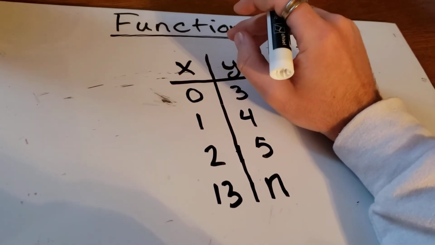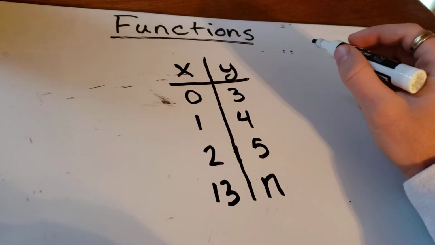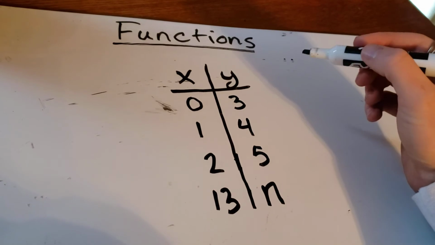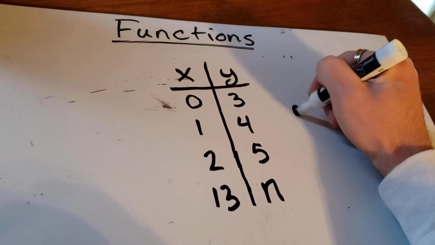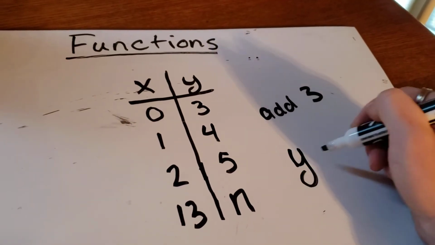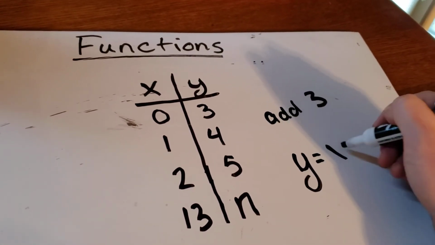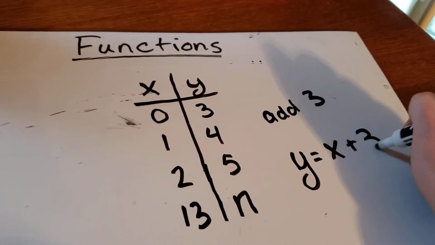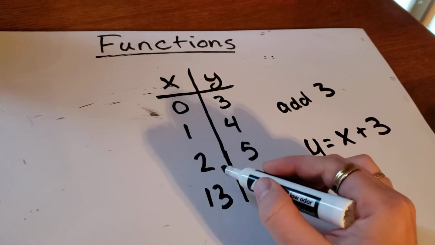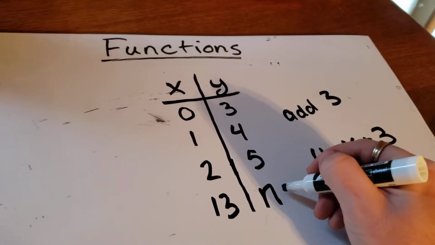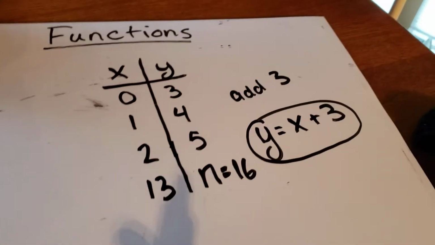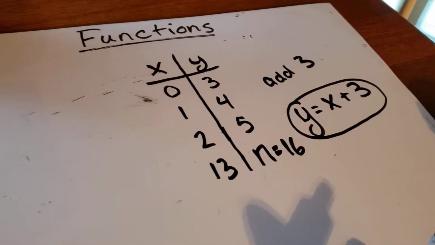If you're struggling finding a rule that involves multiplication, chances are your rule isn't multiplication. And in this case, it's actually addition. And our rule in this case is going to be add 3. So how are we getting our y value? We're taking x and we're adding 3. So 0 plus 3 is 3, 1 plus 3 is 4, 2 plus 3 is 5, 13 plus 3 would give us our mystery number here of 16. And our function, our rule, for this case is y equals x plus 3.